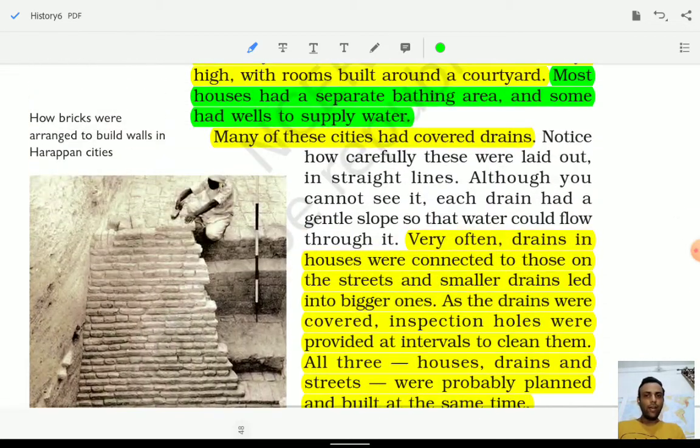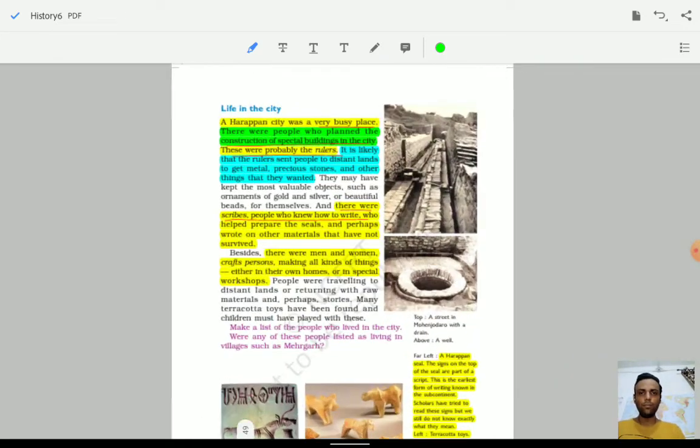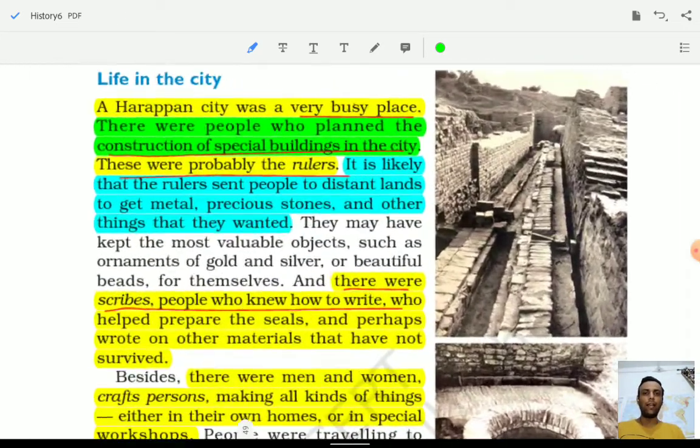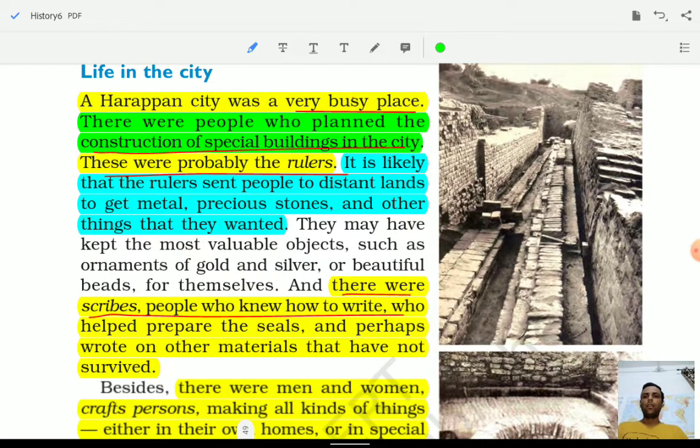Let us move ahead. What was life in the city at that time? If we talk about the Harappan cities, those were very busy places. Why? It will also provide us the evidence of why those cities were very busy.